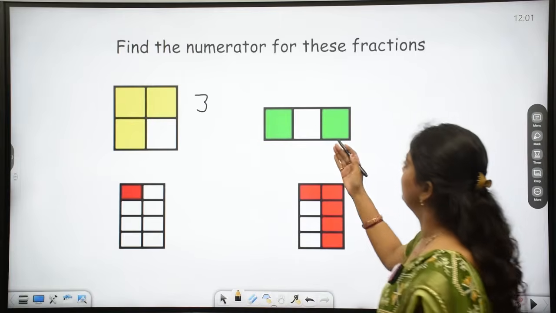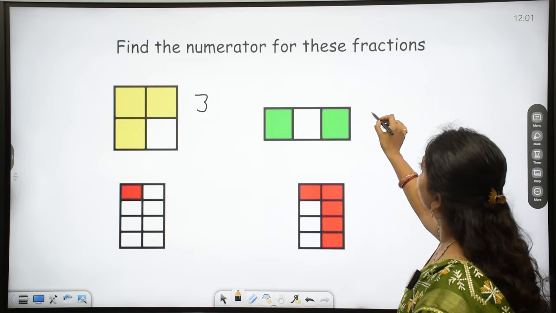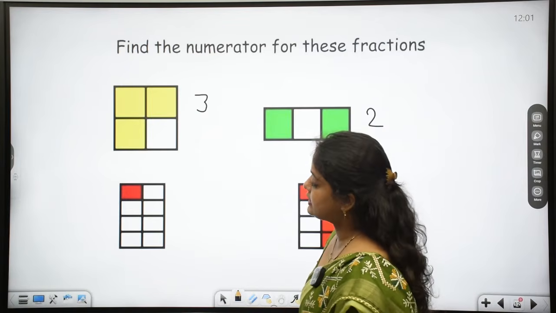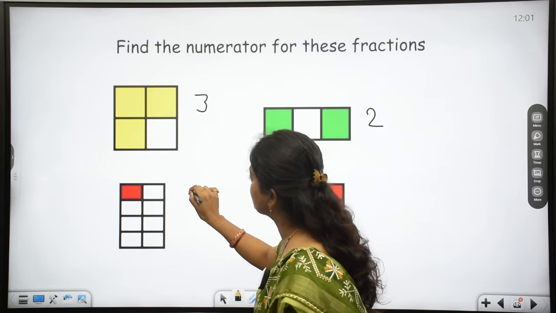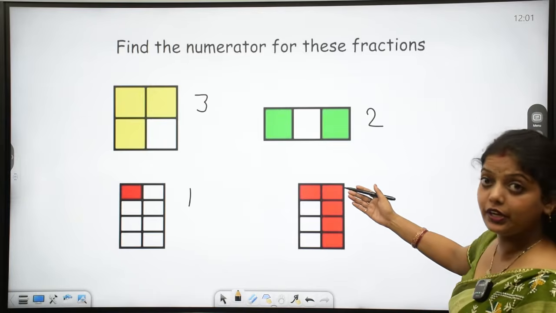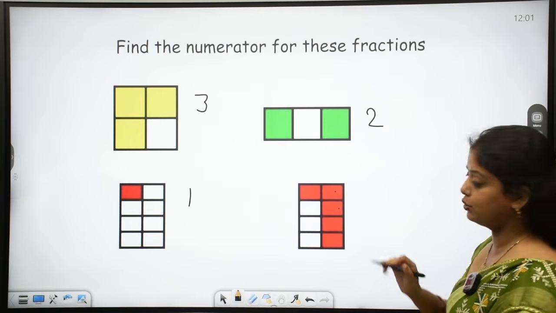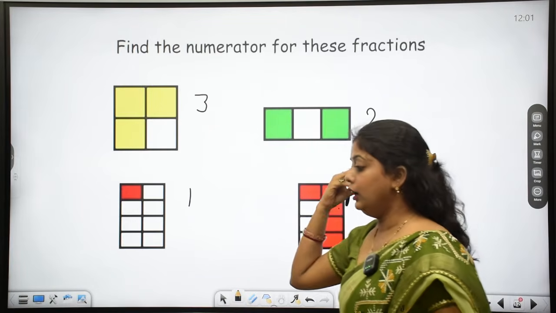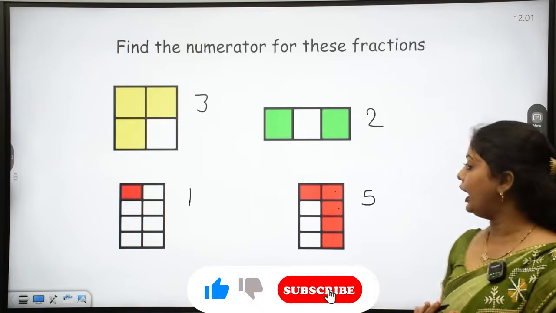In the next one, 2 parts are shaded out of 3, so our numerator is 2. In the next one, we can see only 1 part is shaded, so the numerator is 1. And in the last one, how many parts are shaded? Let's count. 1, 2, 3, 4 and 5. So the numerator is 5. Hope it's clear. Now what do we have to learn?